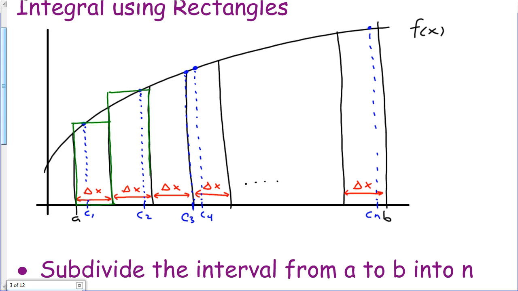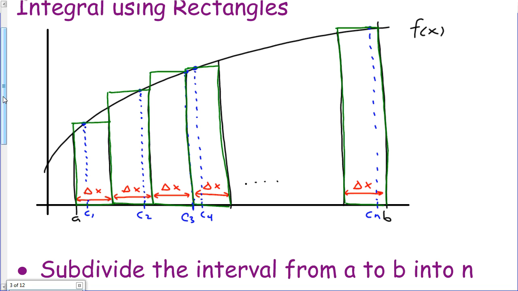And so the second rectangle looks like this one right here. And the third rectangle looks like this. And the fourth rectangle, just a slight bit taller there than the last one. It looks something like this. And so forth. You keep doing this all the way up to the very last rectangle, which has a height about right here. And there's the last rectangle.